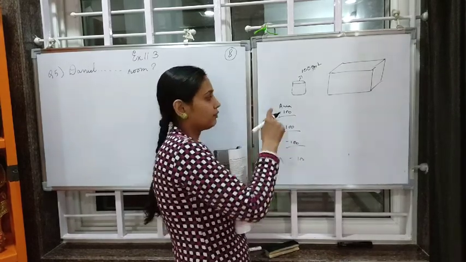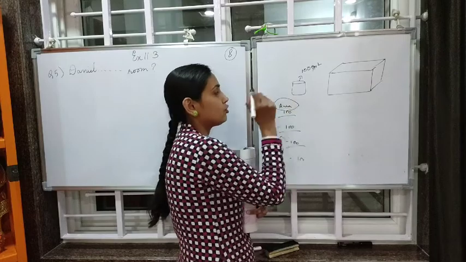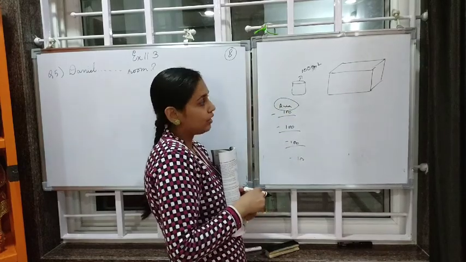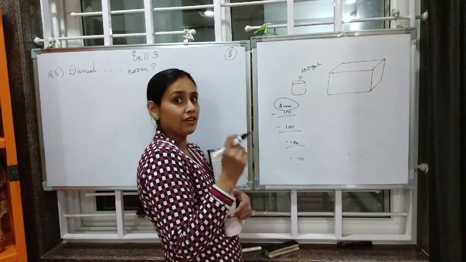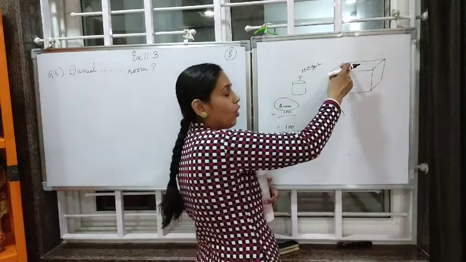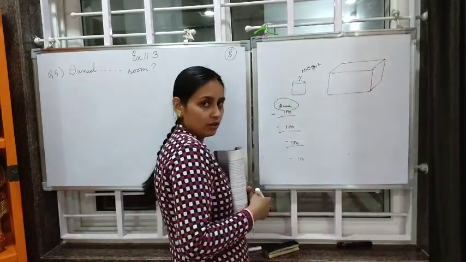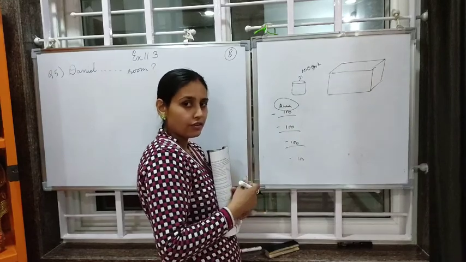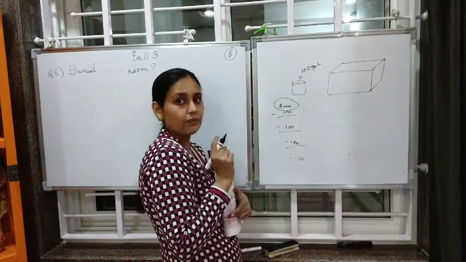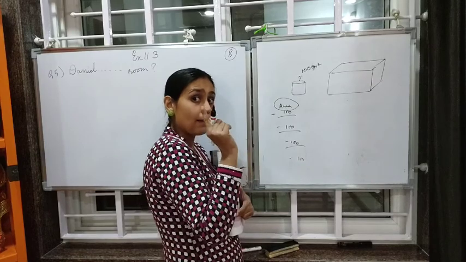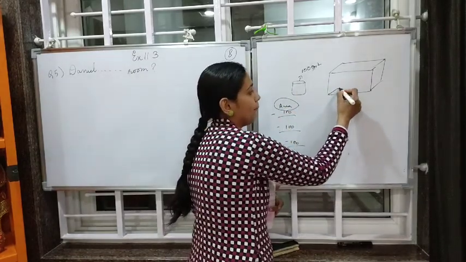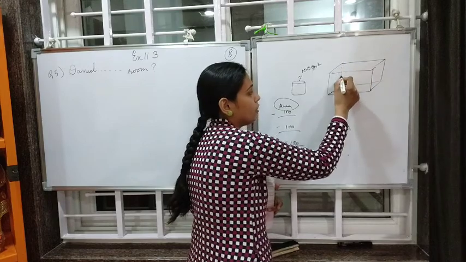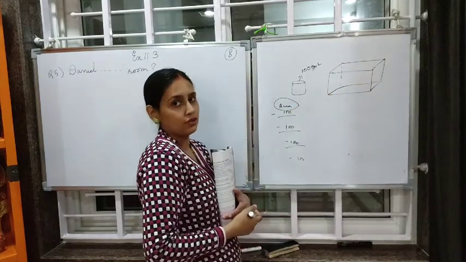But before that, we need to know the area. Which area? Where the painting is being done. And where is the painting done? On the ceiling and the walls. That means the surface. That means we need to find the total surface area, but we will not include the base of the hall.